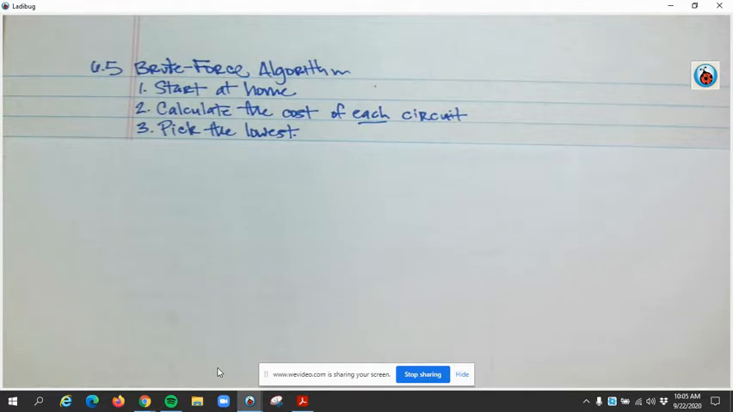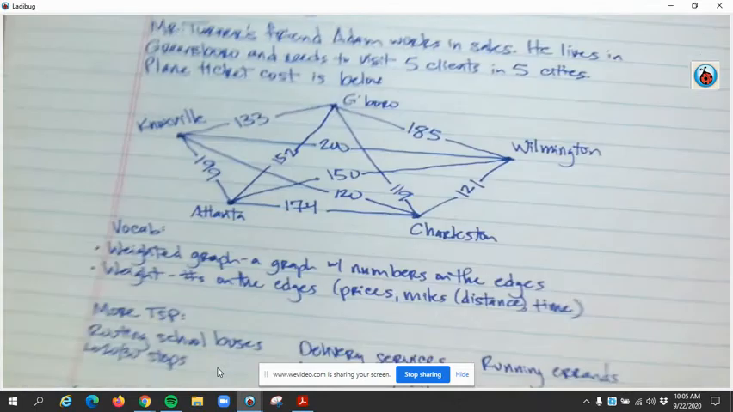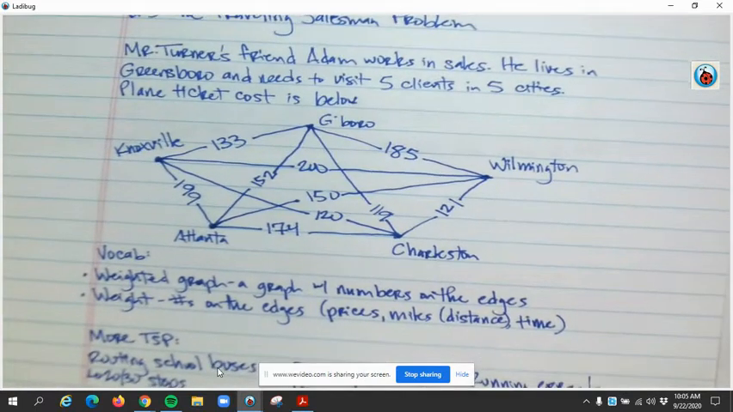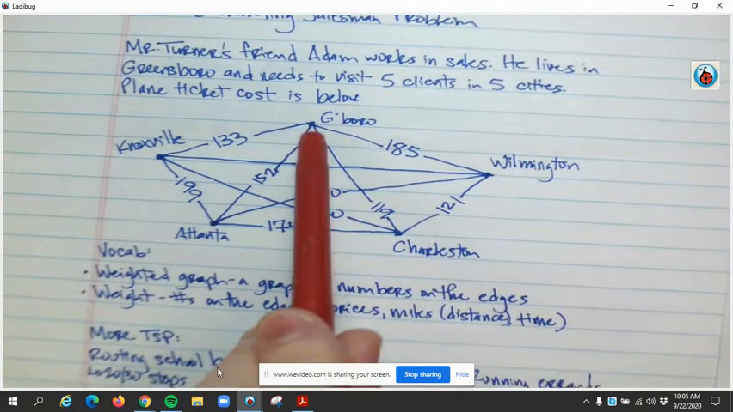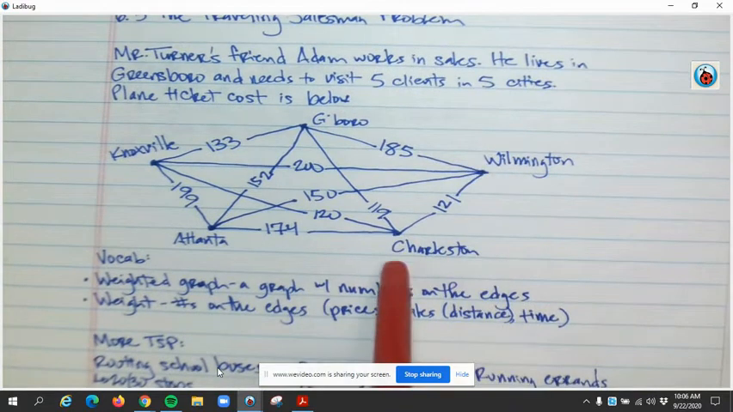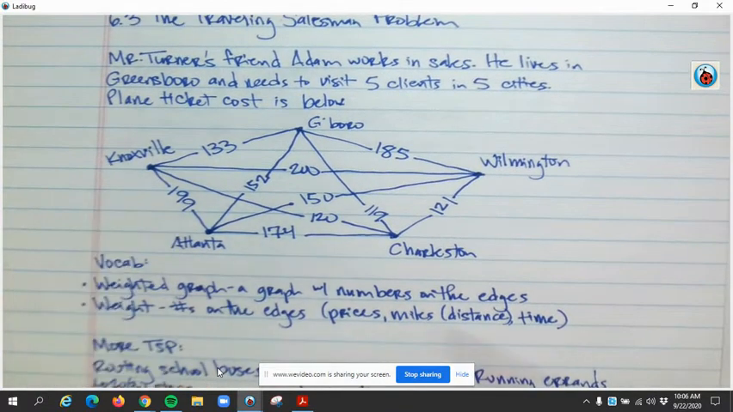Quick note, remember from our example with Adam in the traveling salesman problem, there are 5 different vertices. I'll show you that graph again. There are 5 different vertices that he's trying to go visit: G for Greensboro, W for Wilmington, C for Charleston, A for Atlanta, and K for Knoxville. So he's trying to go visit those 5 different locations.